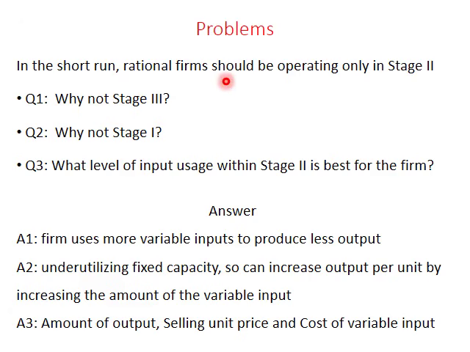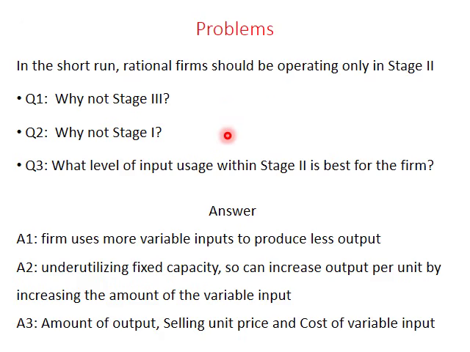Now let me ask you one question. In the short run, rational firms should be operating only in stage 2. What is the reason behind operating in stage 2? First, let us see stage 1. Why not in stage 1? In stage 1, we are not using all the capacity of the fixed resource, the fixed input. So we can add the variable input so as to achieve maximum product or high volume of output.